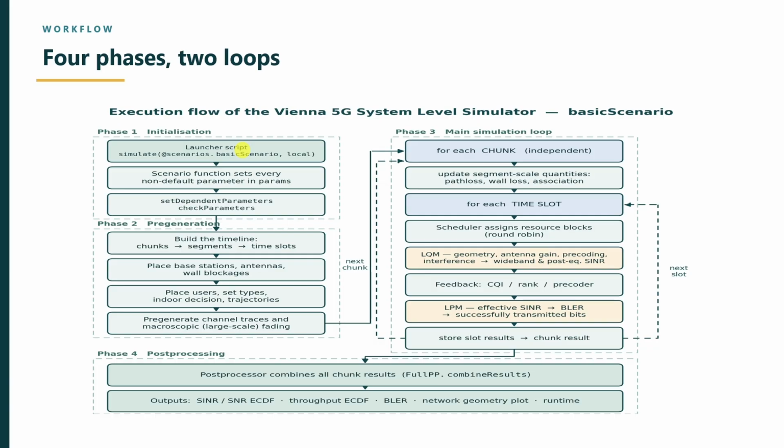Phase three is the only place time advances, with an outer loop over chunks and an inner loop over slots. Inside one slot, the scheduler assigns resource blocks, the link quality model produces SNR, gives feedback, and computes CQI and rank, and all the chunks are processed in the post-processing in phase four.